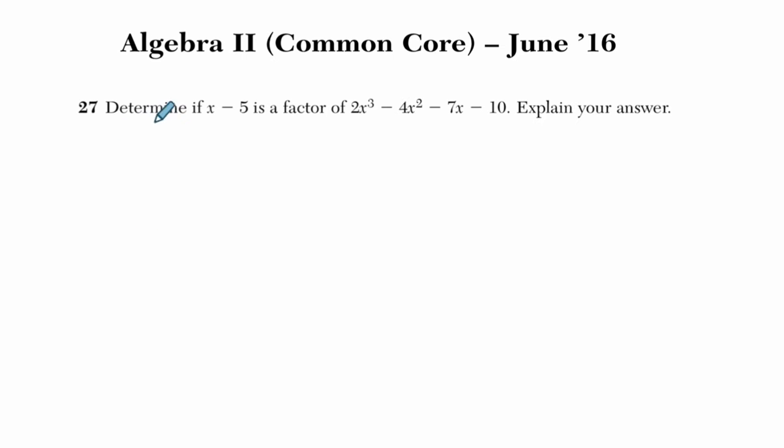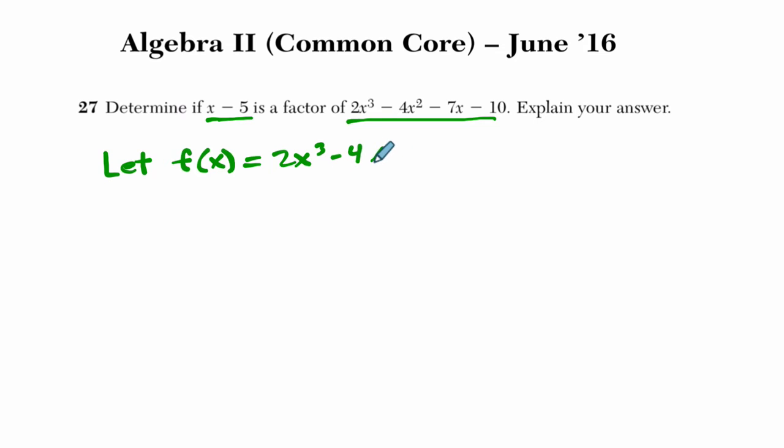All right, they want us to determine if the binomial x minus 5 is a factor of this polynomial here, and they want us to explain our answer. So the first thing I did, I wanted to call this polynomial f of x. So I say let f of x equal 2x cubed minus 4x squared minus 7x minus 10. I wanted to define that so I can refer to it.